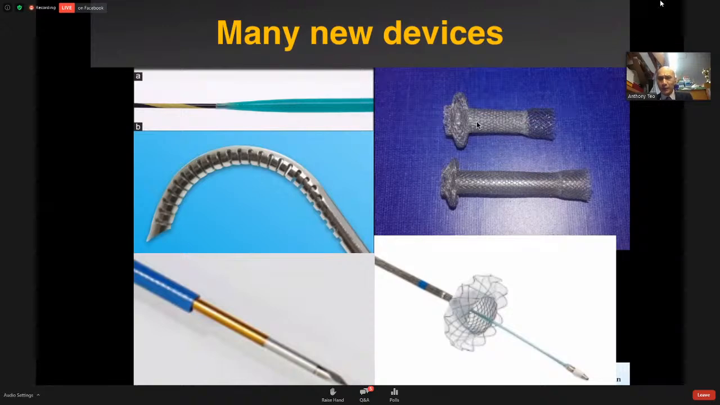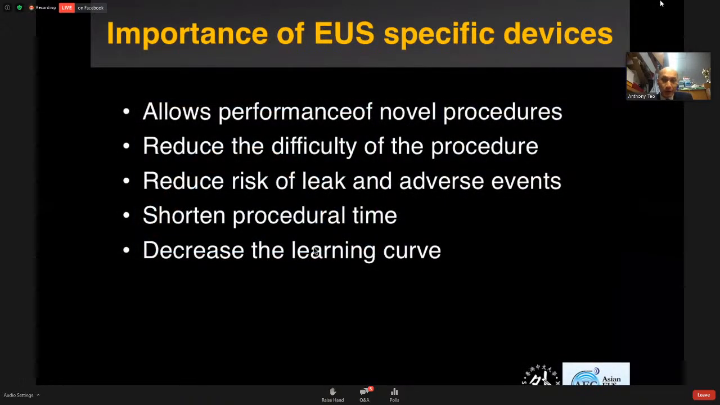This is an Axios hepaticogastrostomy or CDS stent. You can see the trademark Axios dumbbell on one side, and the other side is a covered to uncovered metal stent, again designed for use in HGS or CDS. So the development of these EUS-specific devices is very important because it allows performance of novel procedures and reduces the difficulty of the procedure. It also reduces the risk of leak or complications. It also helps to shorten the procedural time as well as decrease the learning curve of the procedure.